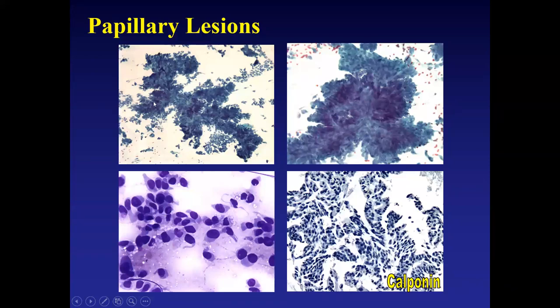Look at this cytologic preparation. This is one component of a papillary carcinoma. You can see this growth of tumor cells. They have this papillary growth pattern. You can see some of these cells are just falling out in different components of it. Again, they have this tall columnar cell appearance. And this is calponin, which is a myoepithelial cell marker, and you see no trace of myoepithelial cells in here.